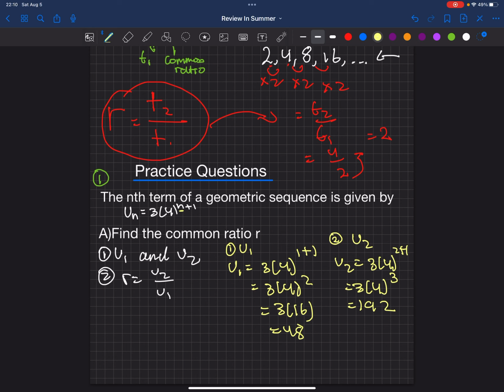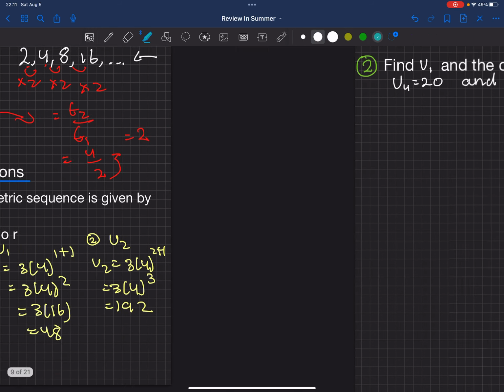Now, as I said before, the second step is to use the formula to find the ratio. Let's choose a color. Let's do green. So it's going to be 192 divided by 48, and that gives you 4. Therefore, the ratio is going to be 4.